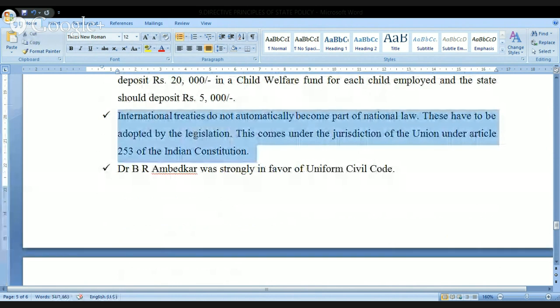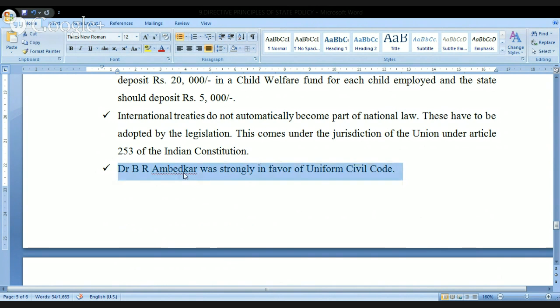International treaties do not automatically become part of national law. These have to be adopted by legislation. Hence, if you decide something outside India, that will not automatically become a law. Again, for implementing that, you need to come back to our legislatures and decide by adopting a legislation. And this comes under the jurisdiction of the Union under Article 253. Meaning, every time the central government need not talk to the state government with respect to international treaties. If you decide something about an international treaty, that must be accepted by the Parliament, and it can be implemented by passing a legislation in Parliament. And this is the exclusive jurisdiction of the Union under Article 253 of the Constitution.